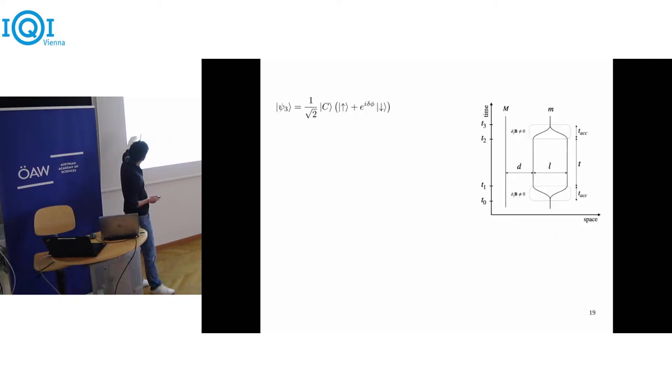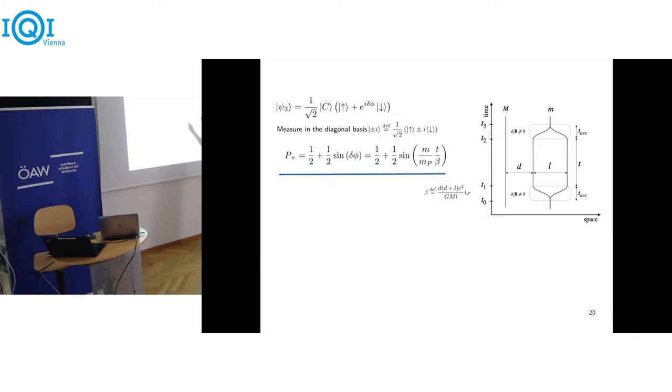So the next step, what we want to do is to measure this relative phase delta phi. How do we do this? We project it by doing a measurement in a diagonal basis. And this is the probability to get the plus state. We want to get this probability, so we need to repeat this experiment many times to accumulate statistics so that we can compute the probability. And theory predicts that this probability should go as the sine of the relative phase. So this is this expression.